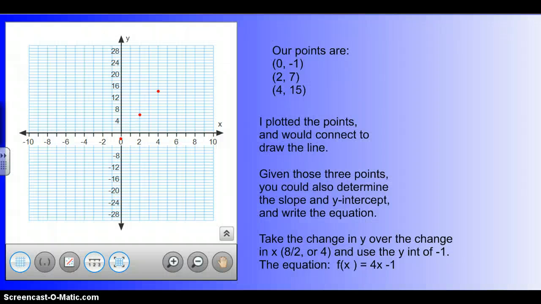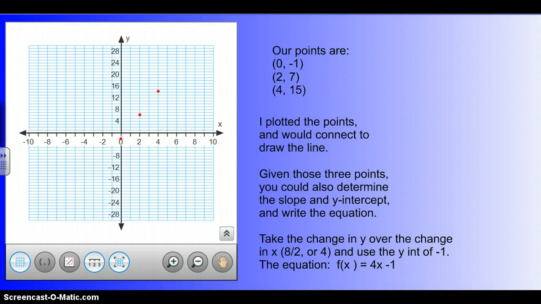Here's the graph. The points are (0, negative 1), (2, 7), and (4, 15). I plotted the points in red. And I would connect them to draw a line, but I wanted to be clear where those points are for you and did not want to cover them up. Given those 3 points, you could determine the slope and the y-intercept and write the equation for the line. If I just gave you those 3 points, I'm sure you could write the equation for the line had we not seen it on the first page.